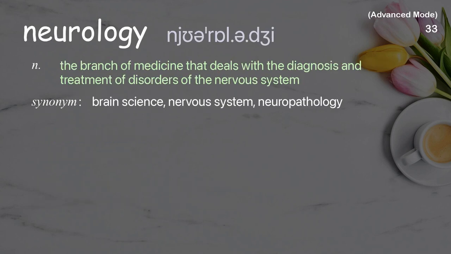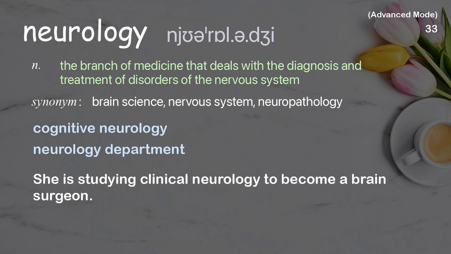Neurology. The branch of medicine that deals with the diagnosis and treatment of disorders of the nervous system. Examples: cognitive neurology, neurology department. She is studying clinical neurology to become a brain surgeon.